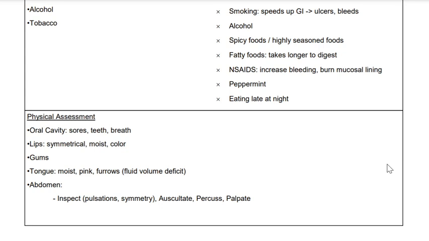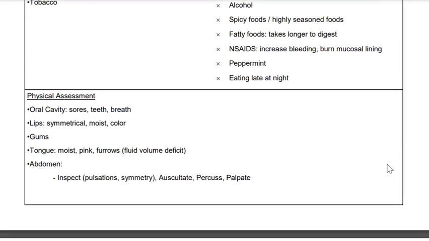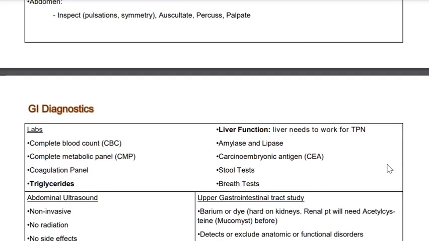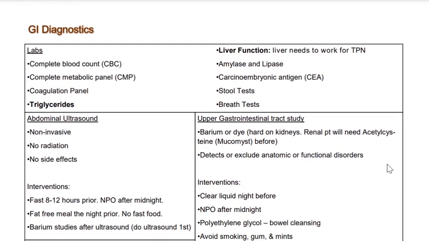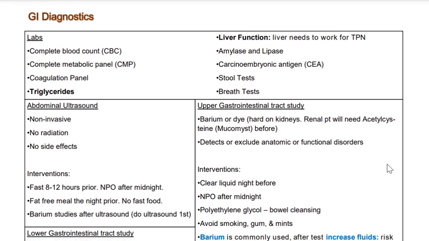Remember, when you're looking at the abdomen, isn't it inspect first? You always just look, and then auscultate, percuss, and palpate is last. So we want to remember that as we go through this. All right, we're going to put this one on this same video. We're going to look at some GI diagnostics.